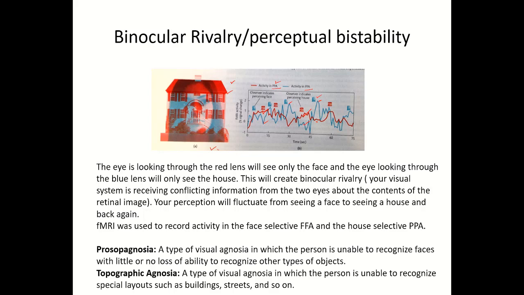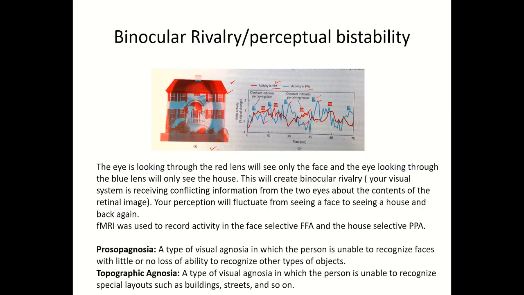Prosopagnosia is a clinical condition in which the subject has inability to recognize faces. Specifically, the person has difficulty in recognizing faces, but he can recognize other objects. So this could be due to a lesion in the fusiform face area, particularly if any lesion occurs in that area.